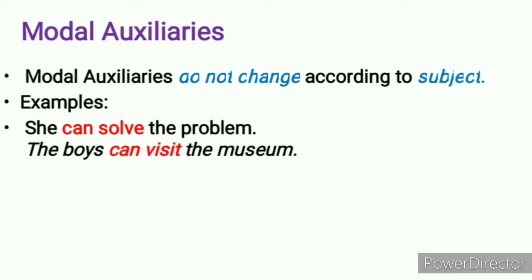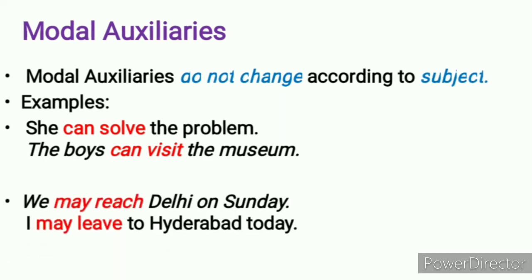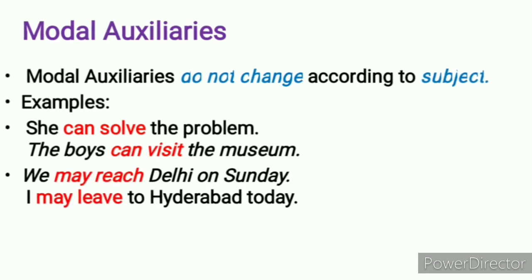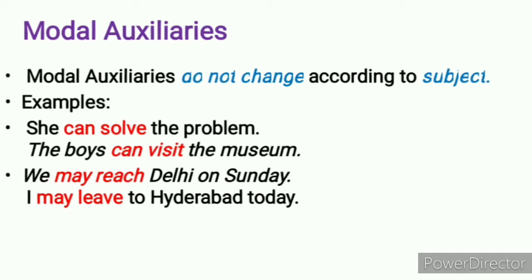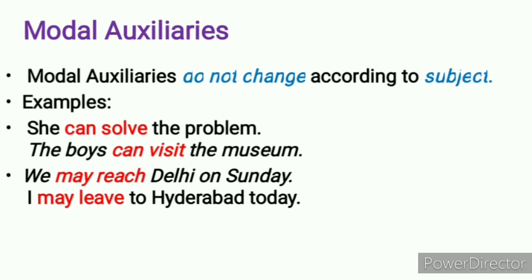And keep in mind, modal auxiliaries are followed by the verb in the original form. Modal auxiliary नंतर क्रियापदाचं मूळ रूप लिहिलं जातं. We may reach Delhi on Sunday. I may leave to Hyderabad today. We is plural. We have made use of may. I is singular, even though we have made use of may. So whatever be the subject, the modal auxiliary remains the same.